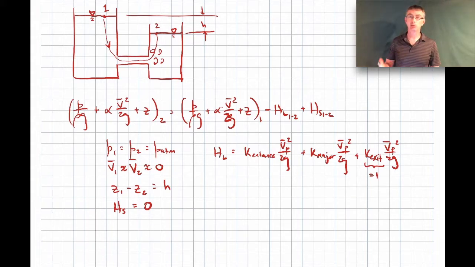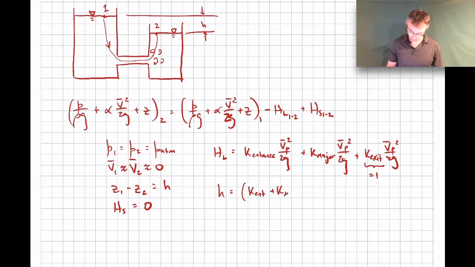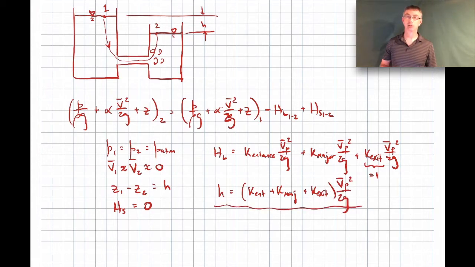The entrance loss you could look up in a table, and depending on whether it's a square-edged entrance or a smooth entrance, you'll get different minor loss coefficients. But anyway, you can look that up in a table. So if we go ahead and simplify the equation, let me think my way through this here. We'll have little h equal to K entrance plus K major plus K exit, times the velocity head. So that's what we'd get in that particular scenario.